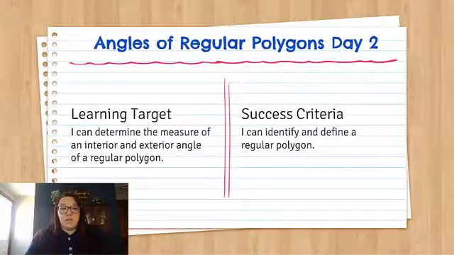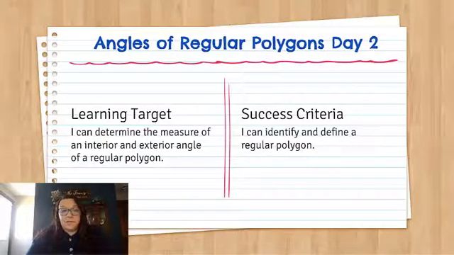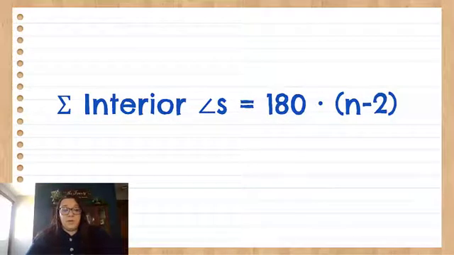Trevor here. Today we're going to continue part 2 of our lesson on angles of regular polygons. Our learning target for today is that you can determine the measure of an interior and exterior angle of a polygon. And your success criteria is when you can define a regular polygon and use that to solve for those angles. Let's jump in.